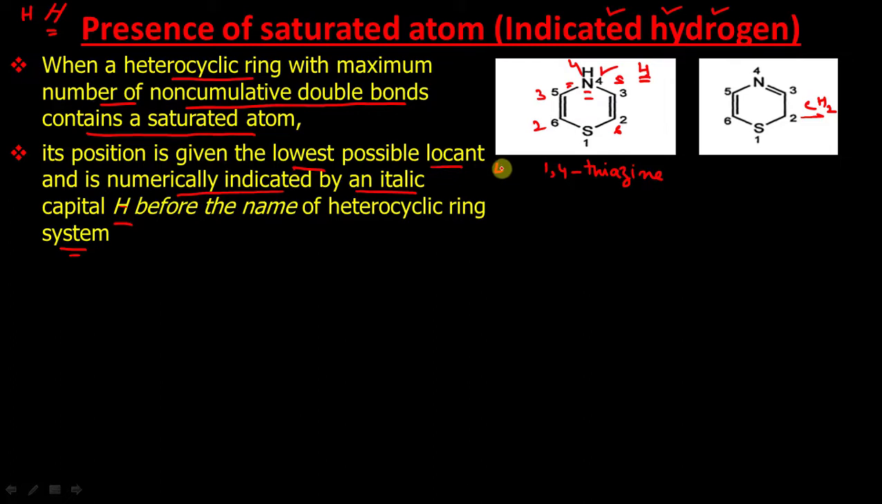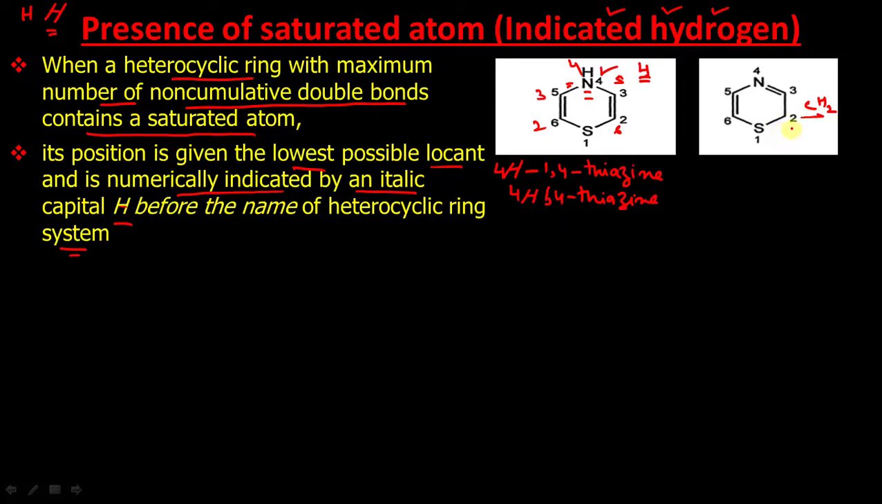So we write 4H, we have to write italics 4H 1,4 thiazine. Some write this hyphen, in some books this hyphen is omitted, so both are okay. You can also write this with the hyphen, or you can also write 4H 1,4 thiazine. This is the name of this compound.